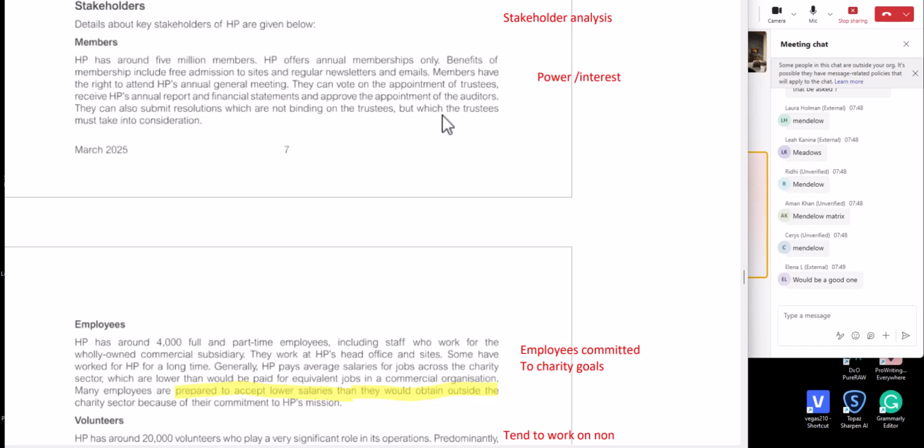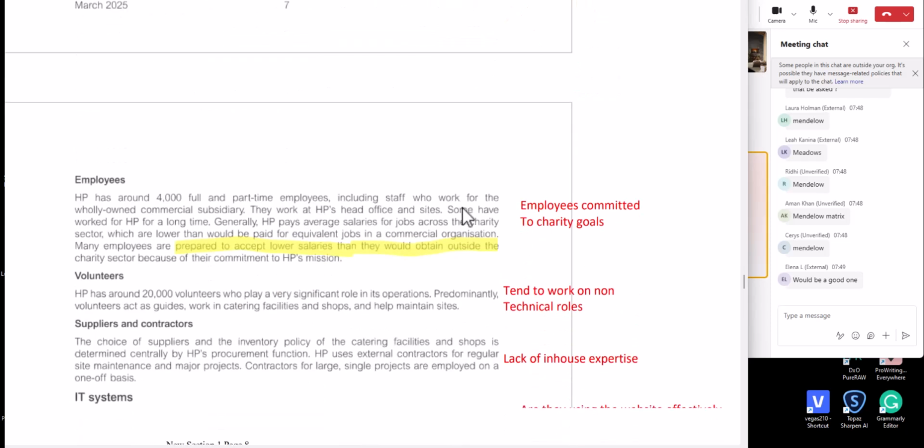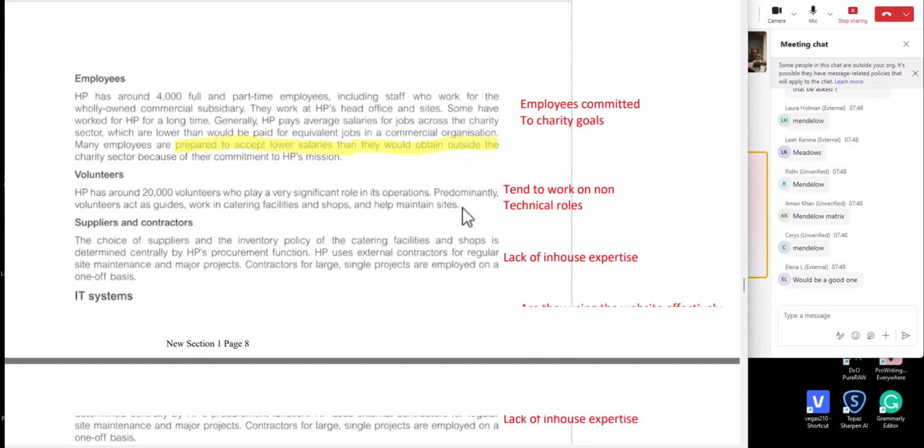So again, on governance, the members don't seem to have that much power. They submit resolutions, but they're not binding. So it seems like they've got a lot of interest but low power. It's quite a nice thing, but the problem is it's in the pre-seen, and they don't ask about the pre-seen. But anyway, I just put it out there for you in case you want to think about that.